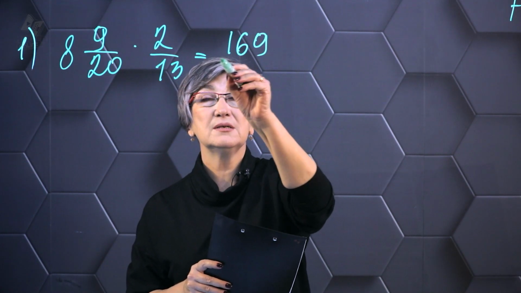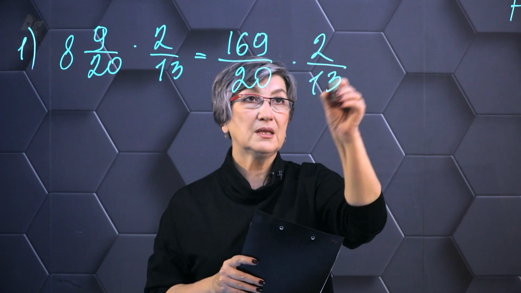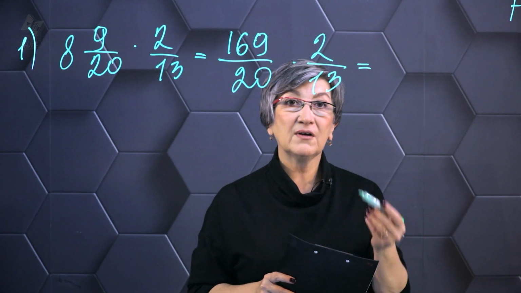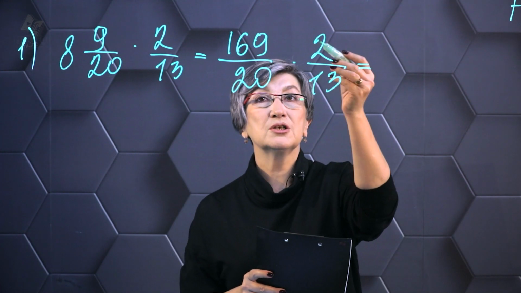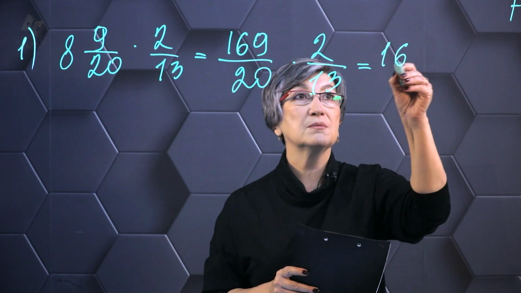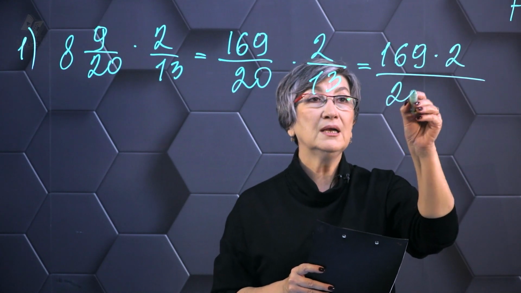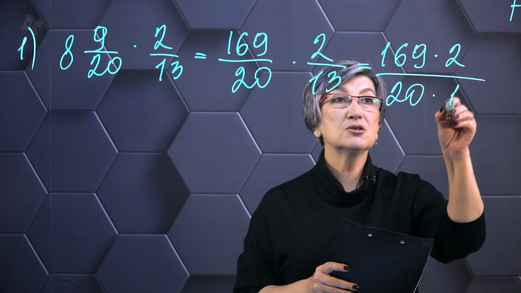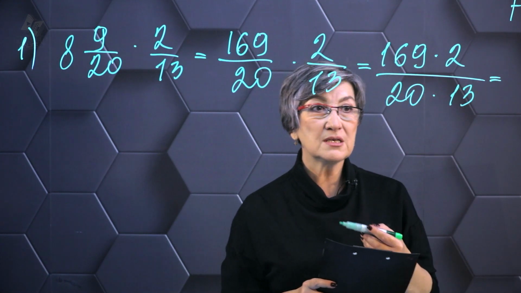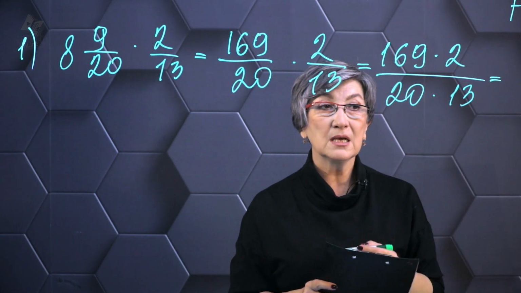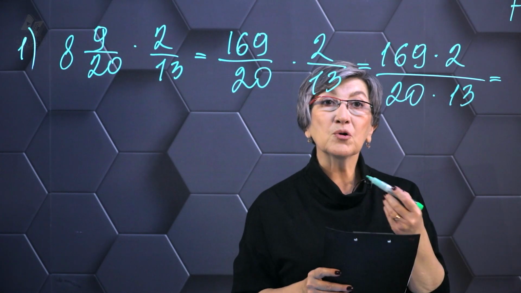And multiply that by 2/13. Next. We have gotten two fractional numbers. In order to multiply them, we need to multiply the numerator by the numerator and multiply the denominator by the denominator. I write 169 times 2. In the denominator 20 times 13. But I'm not going to multiply 169 by 2 and 20 by 13 because I'll get bigger numbers. So I'm going to try to reduce.